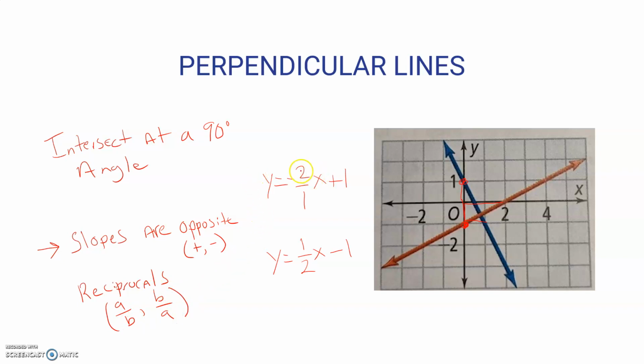And so we can see here we have negative 2 over 1 is our slope of this line, right? Negative 2 over 1. And this one is positive 1 over 2. So we have opposites, one negative, one positive, and reciprocals. One was 2 over 1, the other is 1 over 2. And so that's what's always true about perpendicular lines. Their slopes are opposite reciprocals.